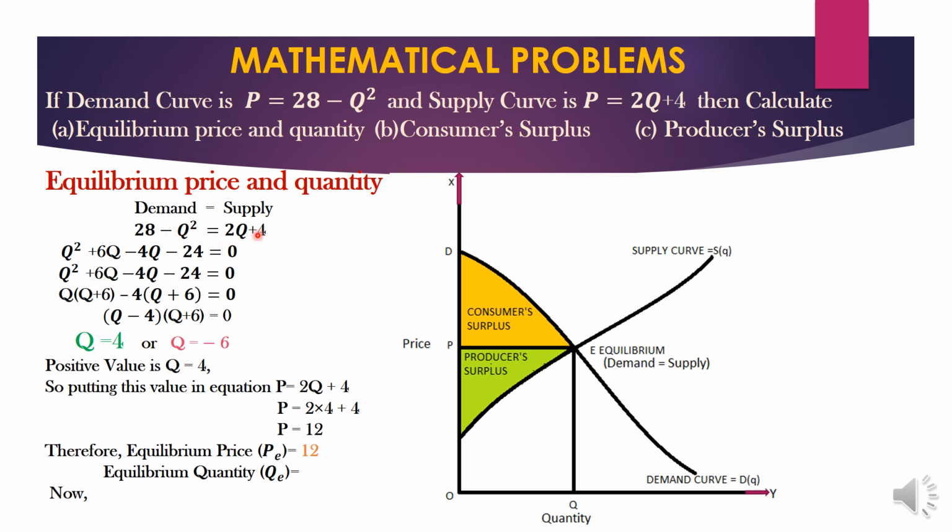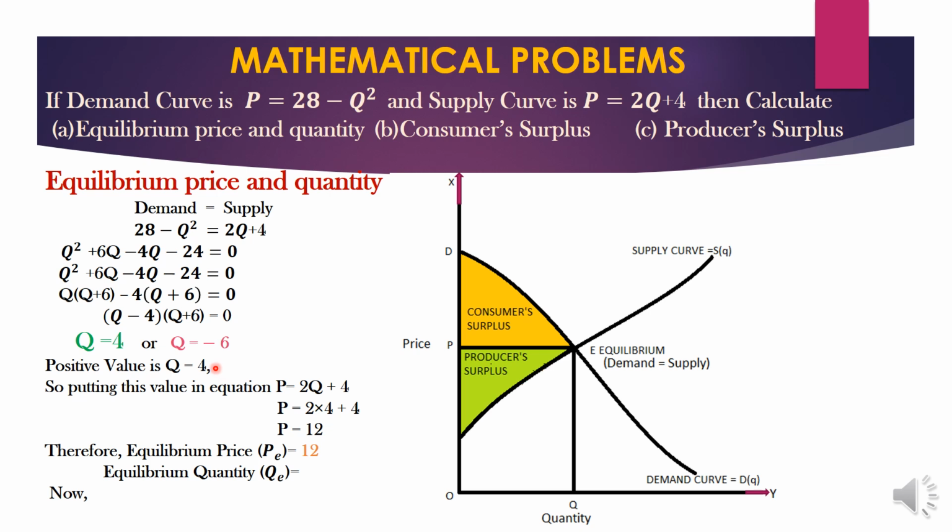to 2q plus 4. If we put it together, we get q square plus 6q minus 4q minus 24 equal to 0. If we solve this whole equation, we get q equal to 4 and q equal to minus 6. Here we see that q equal to minus 6 is a negative value of q, which means that our consumption can never be negative. So the actual answer for this equation is q equal to 4, the positive value of q.